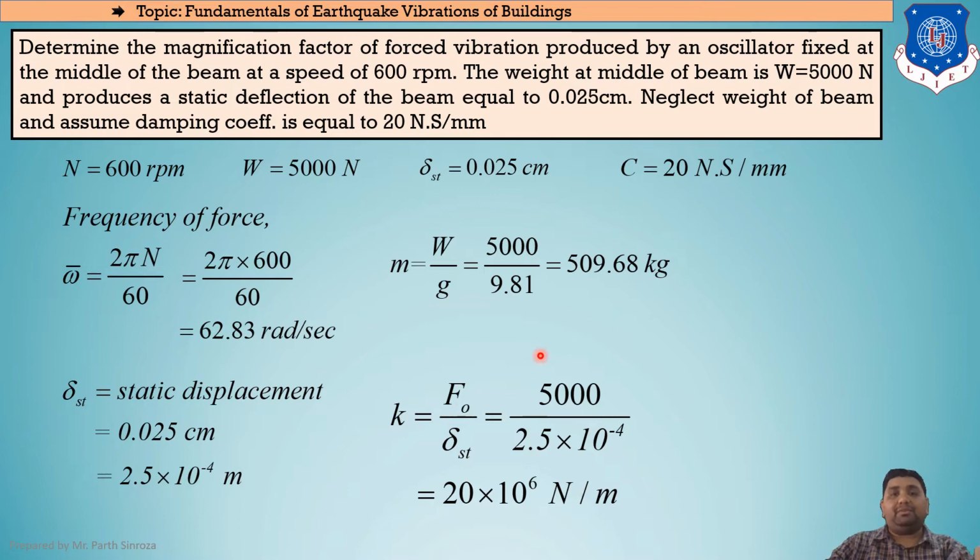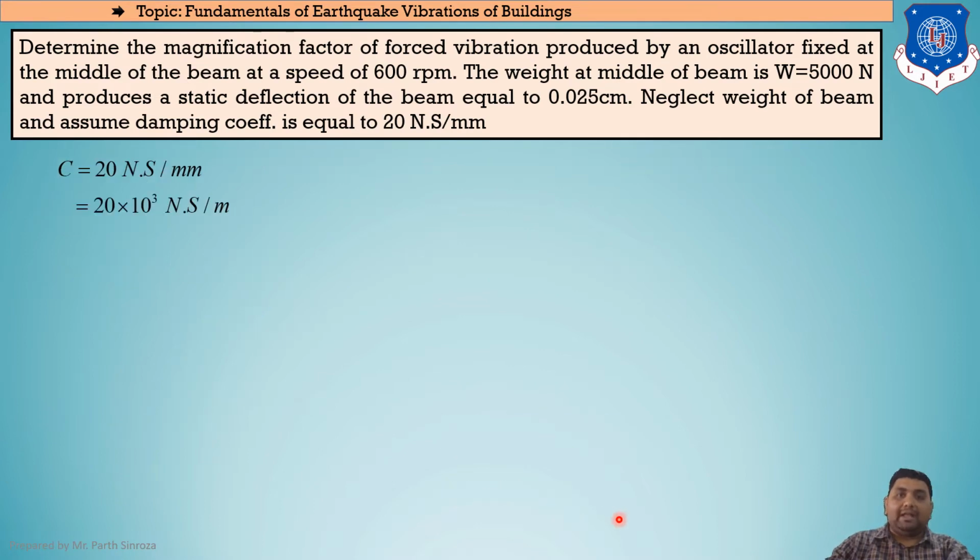So initial force will be the weight force, because the mass of the beam is to be neglected. So the weight force will be equal to 5000 Newton, and delta st will be our initial displacement, or you can say the static displacement, which is 2.5 into 10 raised to minus 4. So substituting here, the value of stiffness is obtained to be 20 into 10 raised to 6 Newton per meter, and C is given in the question to be 20 Newton second per mm. So converting it into meter, it comes out to be 20 into 10 raised to 3 Newton second per meter.